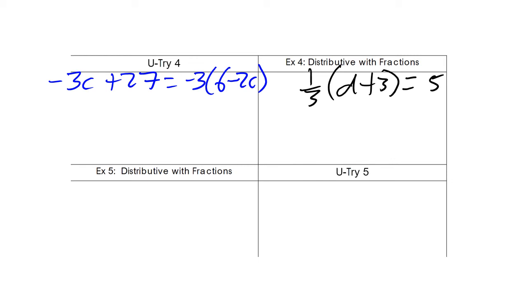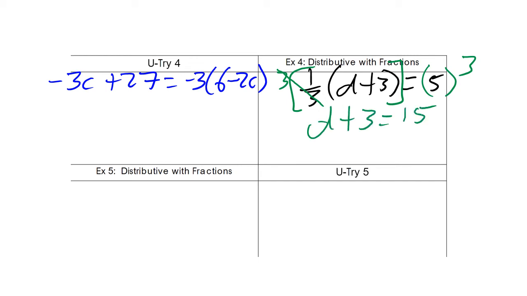Do I want to distribute that fraction into that parentheses? I do not. So I'm going to multiply both sides by 3, that number that's in the denominator. Because the fraction is just being multiplied by the parentheses, and that's the whole side, the 3's will cancel out, and I'll be left with d plus 3 is equal to 5 times 3 is 15. And when I subtract 3 from both sides, I'll get d is equal to 12.